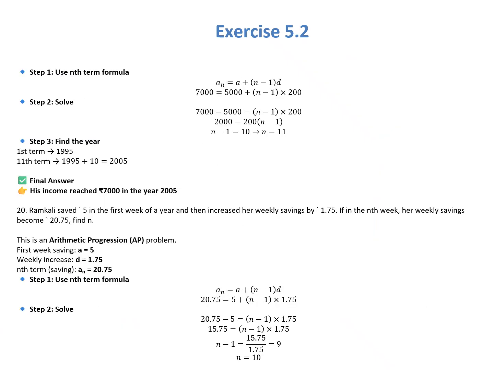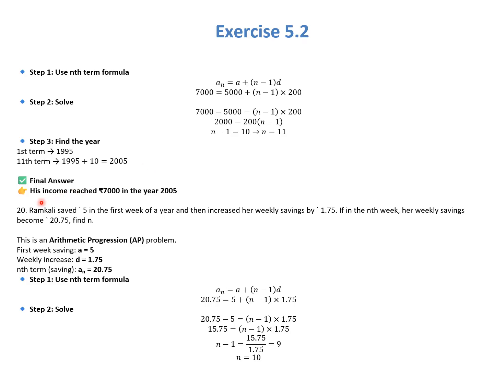So we'll use the simple formula here. a n is equal to a plus n minus 1 d. We have the value of a n, which is 7,000, which is the value that we have been given. Starting a is 5,000. n is what we have to find here. And when we solve it, we'll find that n is equal to 11. And the first term is for 1995, so total terms is equal to 11 years. So 1995 plus 10 years is equal to 2005. So in the 11th year, his income would become 7,000. So from the first year, we have to add 10 more years to get the value of 11.